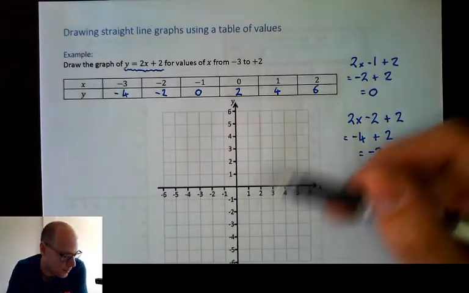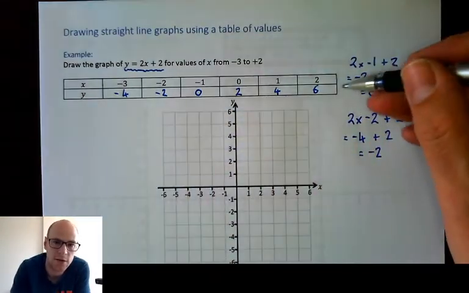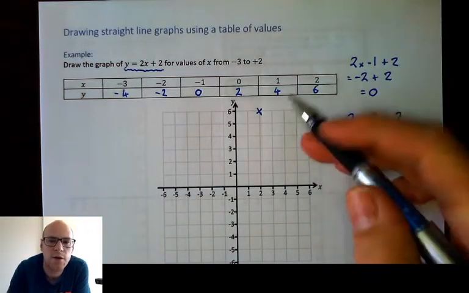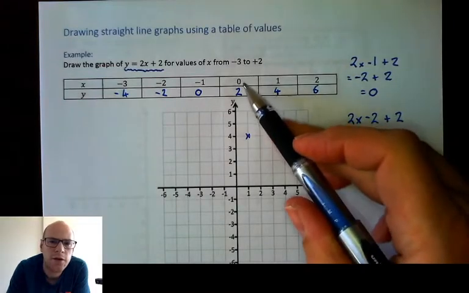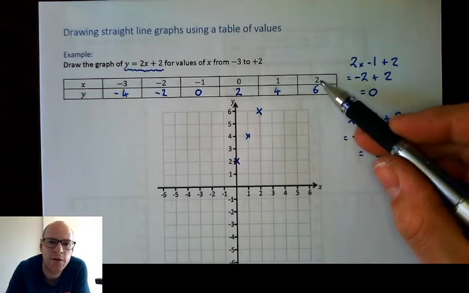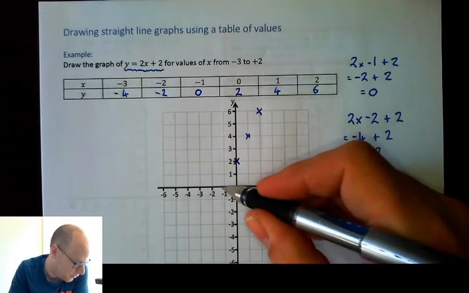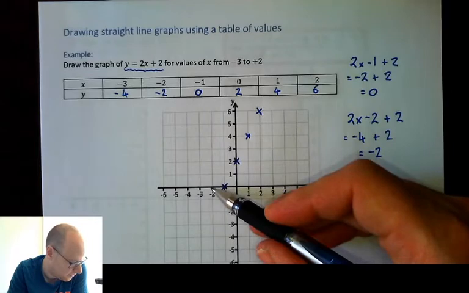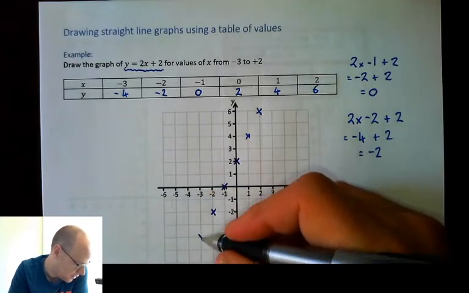So let's go ahead and plot these values on my graph. Again, starting with the positive ones and then working my way down. So 2, 6. 1, 4. 0, 2. Okay, each time I'm being careful, this is my x coordinate, so along the corridor, up the stairs, x, y. I've got -1 along the corridor to -1 and up and down the stairs to 0. Along the corridor to -2 and down the stairs to -2. Along the corridor to -3 and down the stairs.